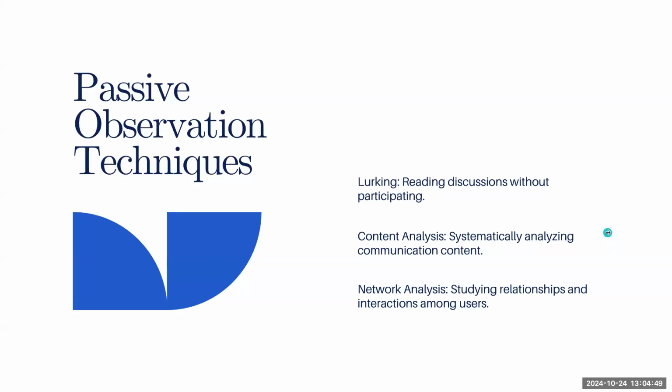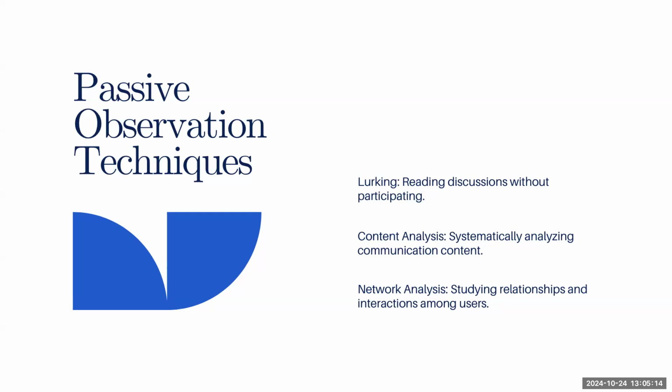Next up, we have these passive observation techniques, and lurking is one of them. Lurking just involves reading discussion groups, comments, and posts without participating, and it allows you to observe authentic interactions and behavior without altering the community dynamic. And it's useful for studying communities that are sensitive to outsiders or those with strict entry requirements, things like that.